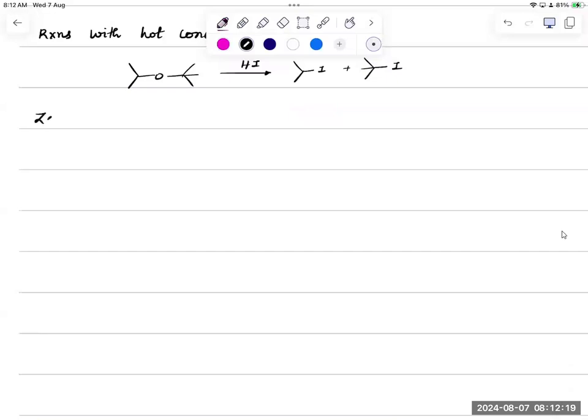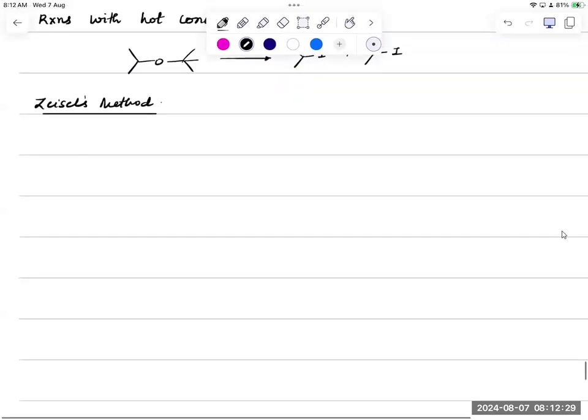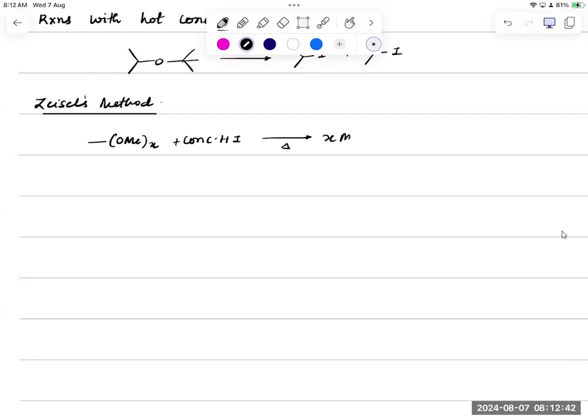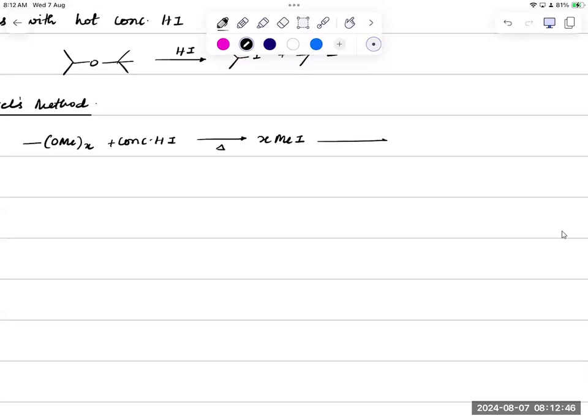Next, you will see Zeisel's method of identification as number of OMe groups. How many OMe groups are present? Imagine I have X OMe groups here, and then I treat with concentrated HI and heat it. In that case, I'll get X moles of MeI.